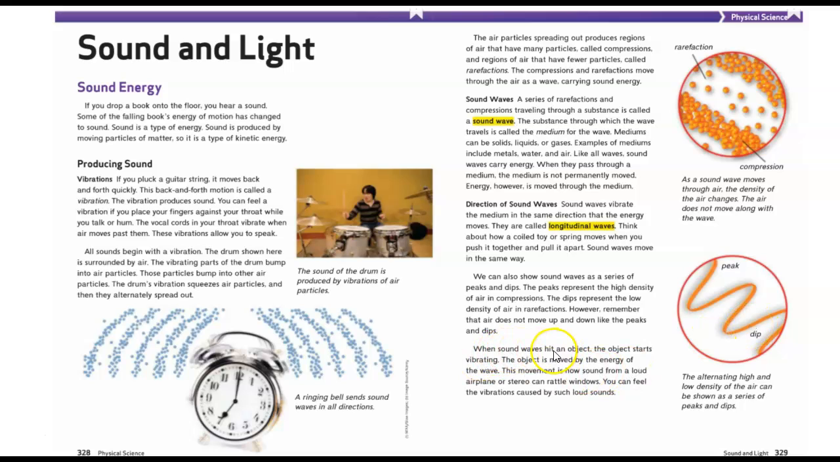When sound waves hit an object, the object starts vibrating. The object is moved by the energy of the wave. The movement is how sound from a loud airplane or stereo can rattle windows. You can feel the vibrations caused by such loud sounds.